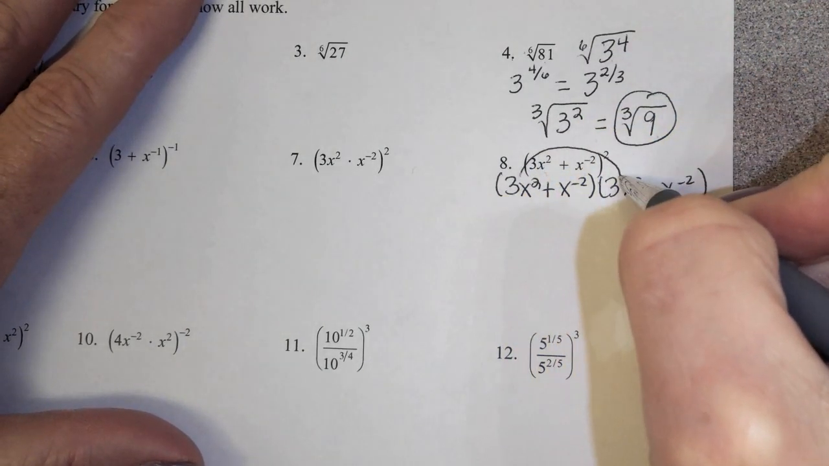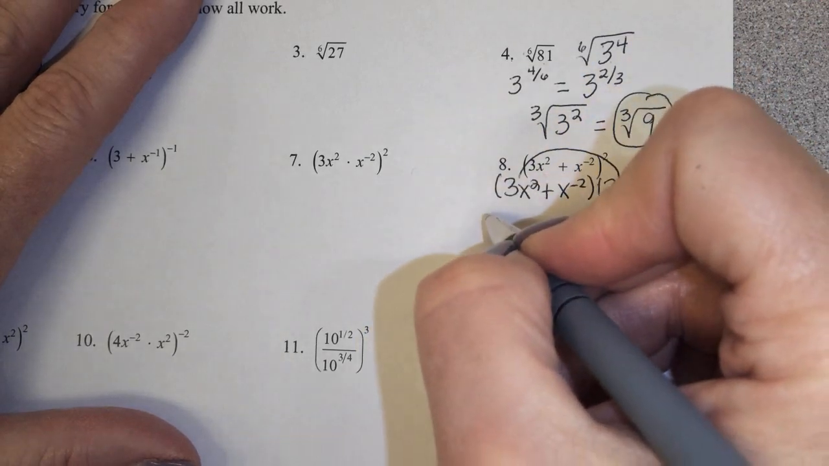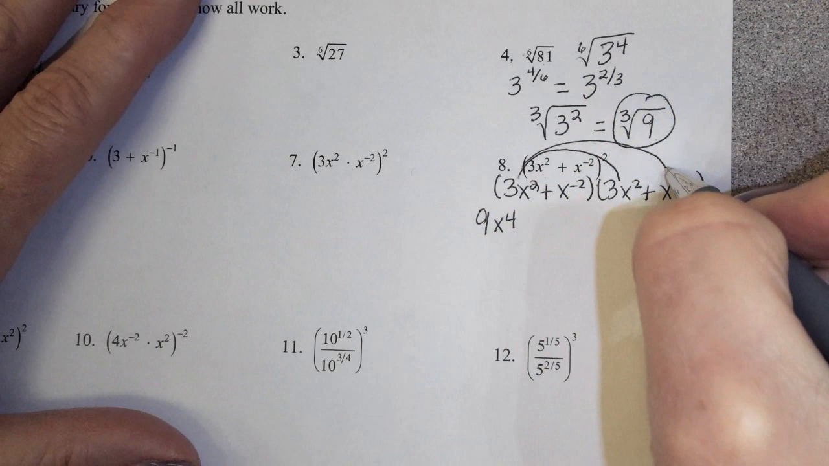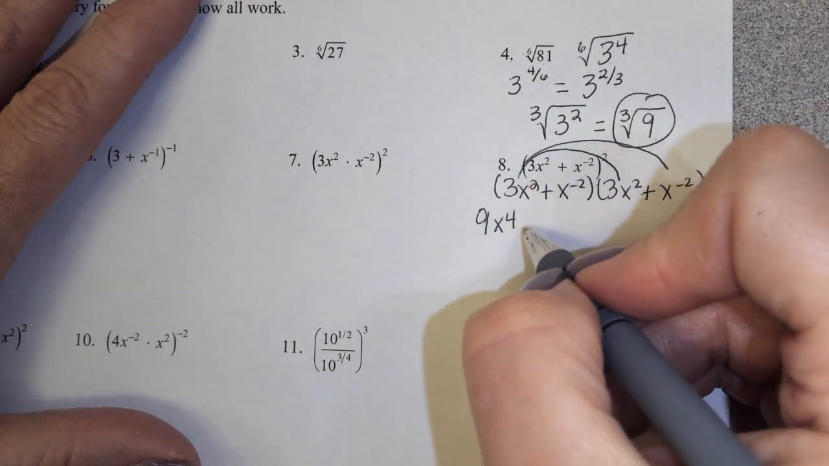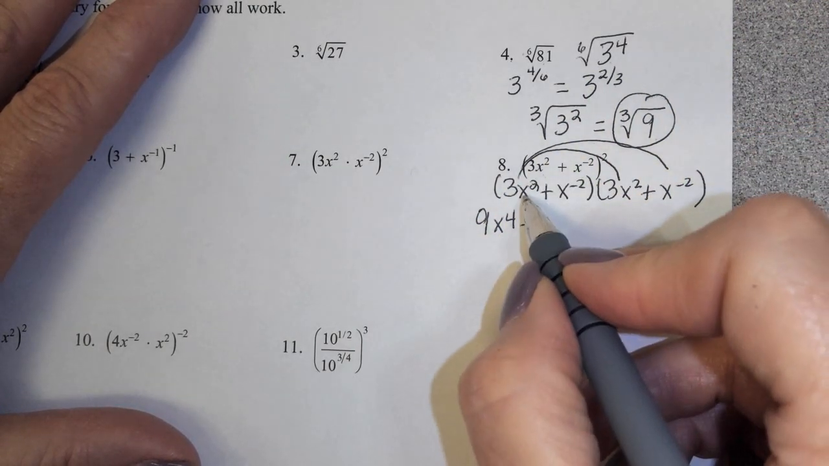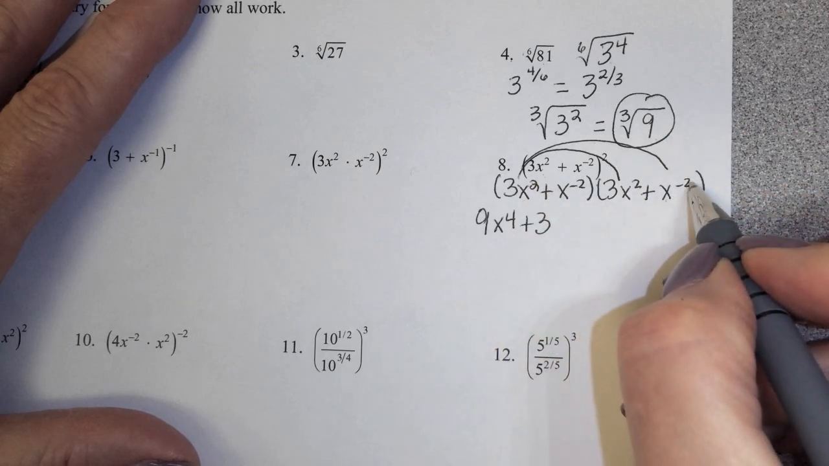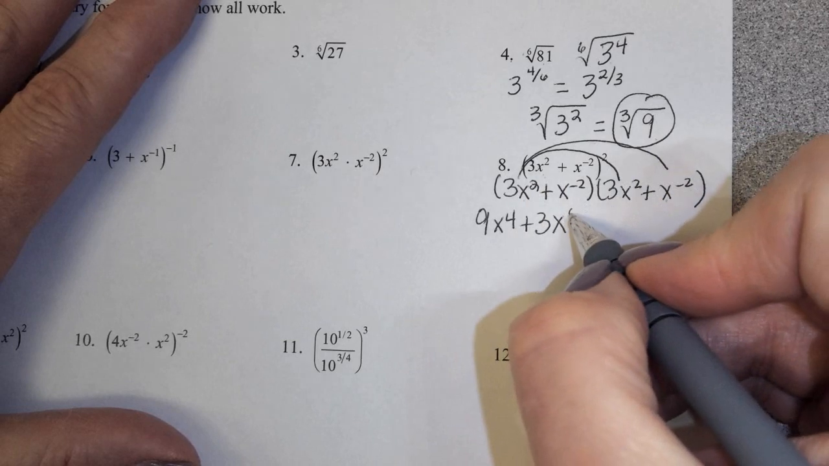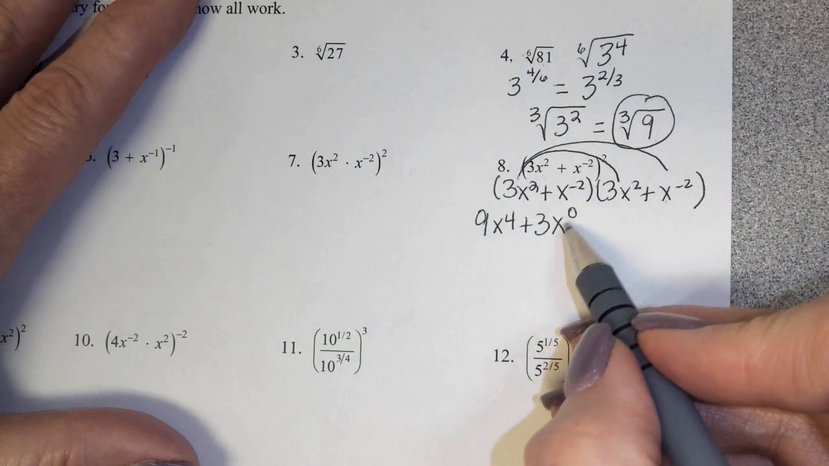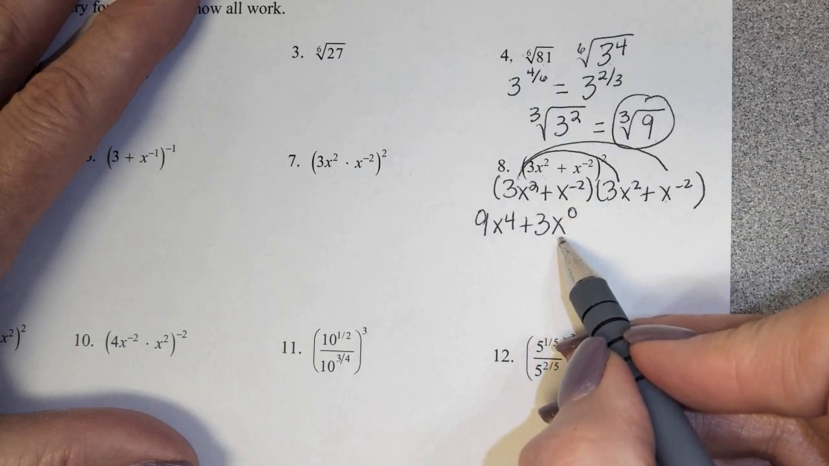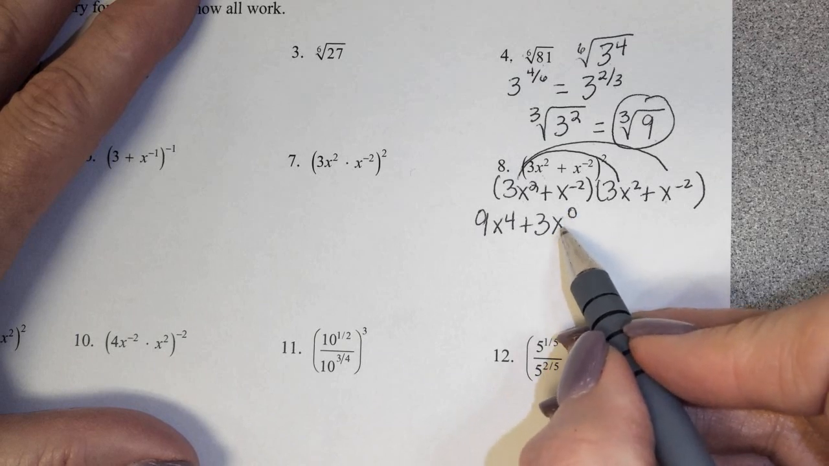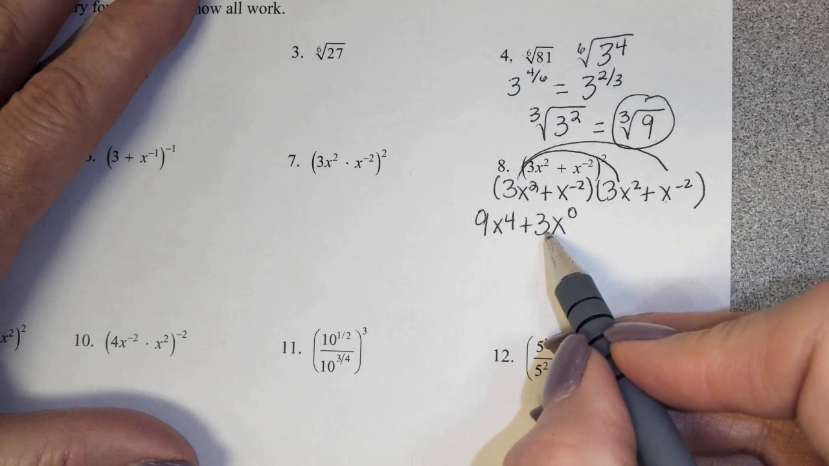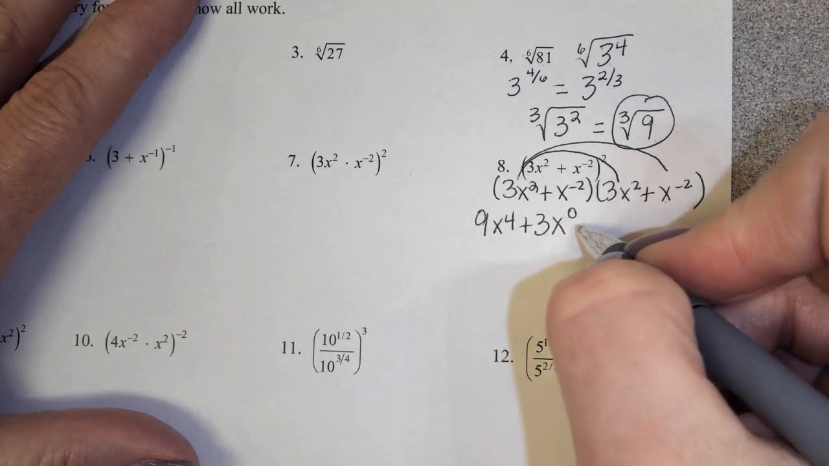So I'm going to have to do first times first. That gives me 9x to the 4th. I'm going to have to do last times last. That's going to give me 3, and then x squared times x to the negative 2. My base stays the same, and I add the exponents. What is x to the 0? No, it's not 0, it's 1. So this would be 1 times 3, so it's just going to be 3 right there. But I'm just going to keep that in mind.